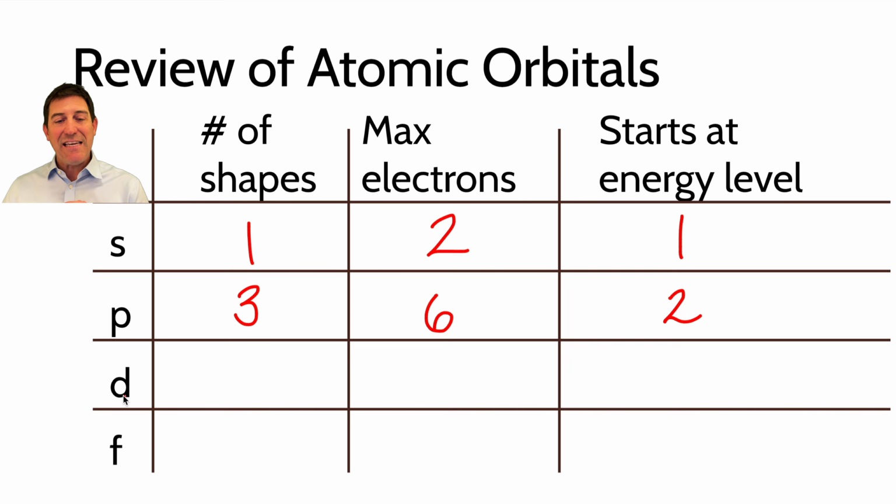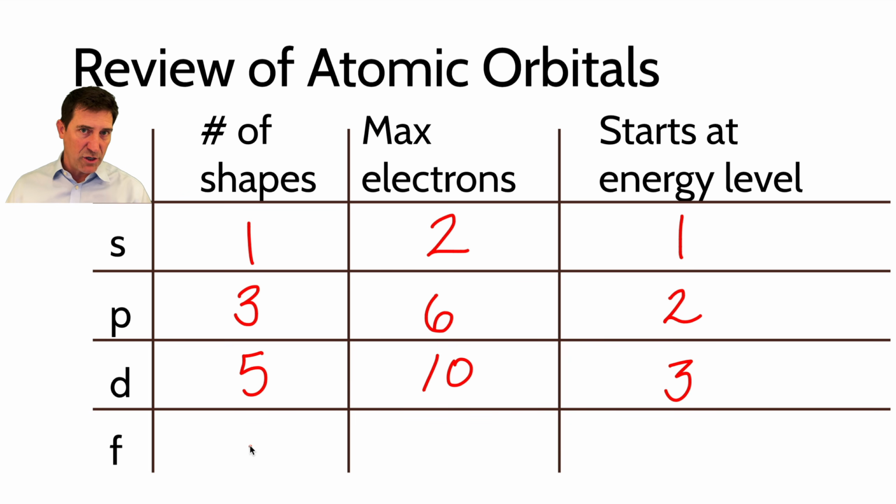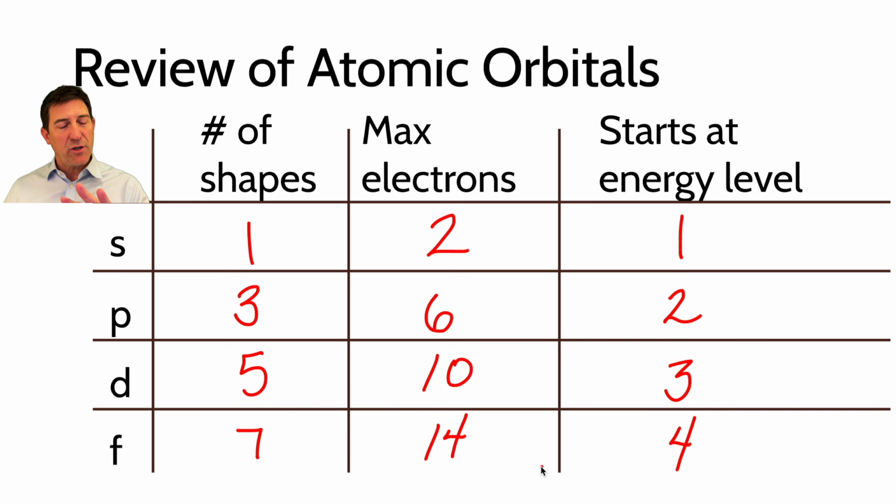Then we looked at d orbitals. All right, the d orbitals had 5 different shapes. Each of those shapes could hold 2 electrons opposing each other. That means there'd be a maximum of 10 electrons living in those d orbital shapes, but that didn't start till energy level 3. And finally, we got to the f orbitals. There were 7 different shapes. Each could hold 2 electrons. That's a total of 14 electrons. Didn't start till energy level 4. All right, let's take this information and start to write electron configuration.